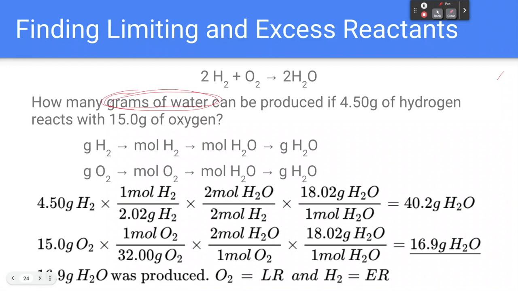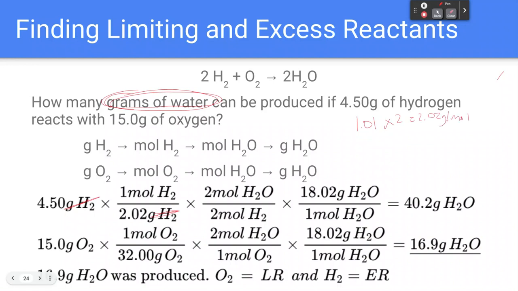So here's what our roadmaps look like. We're starting with grams of hydrogen, going to moles of hydrogen, to moles of water, to grams of water. And then we're going to start with grams of oxygen, go to moles of oxygen, to moles of water, to grams of water. So if we take a look here, we're starting with 4.50 grams of hydrogen for our first one. We're getting out of grams of hydrogen into moles of hydrogen. How did I get 2.02 for our molar mass? Well, 1.01 times 2 gives me 2.02 grams per mole.